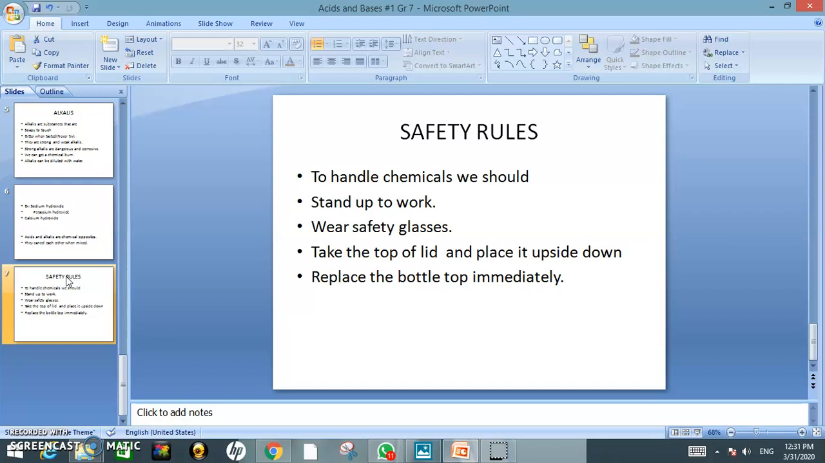Take off the lid. When you open the lid of a bottle and place it down, don't place it down straight, place it down upside down. The reason is that you don't pick up any dirt when you put the lid back. Replace the bottle top immediately. As soon as you finish, please replace the bottle top. So I hope it's very clear.